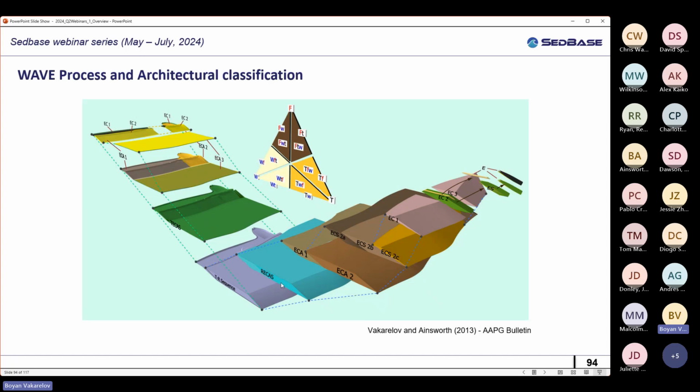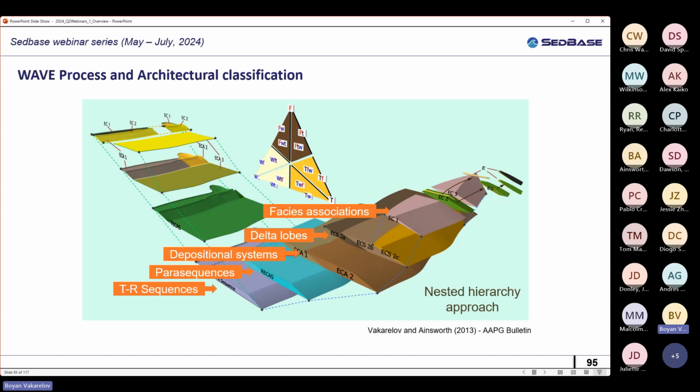So one thing that we can then do, in terms of nomenclature, is we just decided, let us make sure that we come up with a hierarchical framework of names. Let us make sure that we have this nested hierarchy of, for example, a TR sequence, and then a parasequence, and then a scale of a depositional system, scale of delta lobes, scales of facies associations, scales of heterogeneities. Now we use separate names, things such as ECA, ECS, EC. Again, we wanted to make sure that our names do not get confused with anything else. But the idea is that we are using this framework.